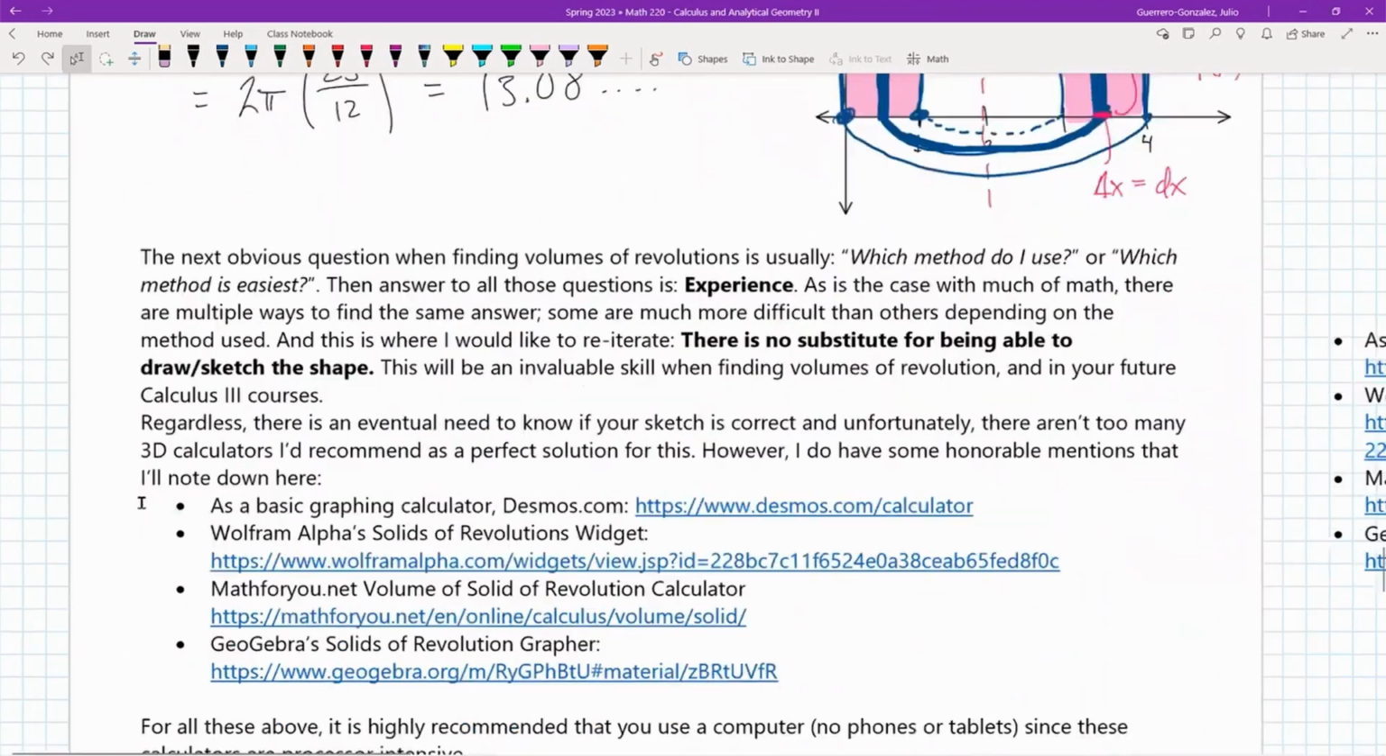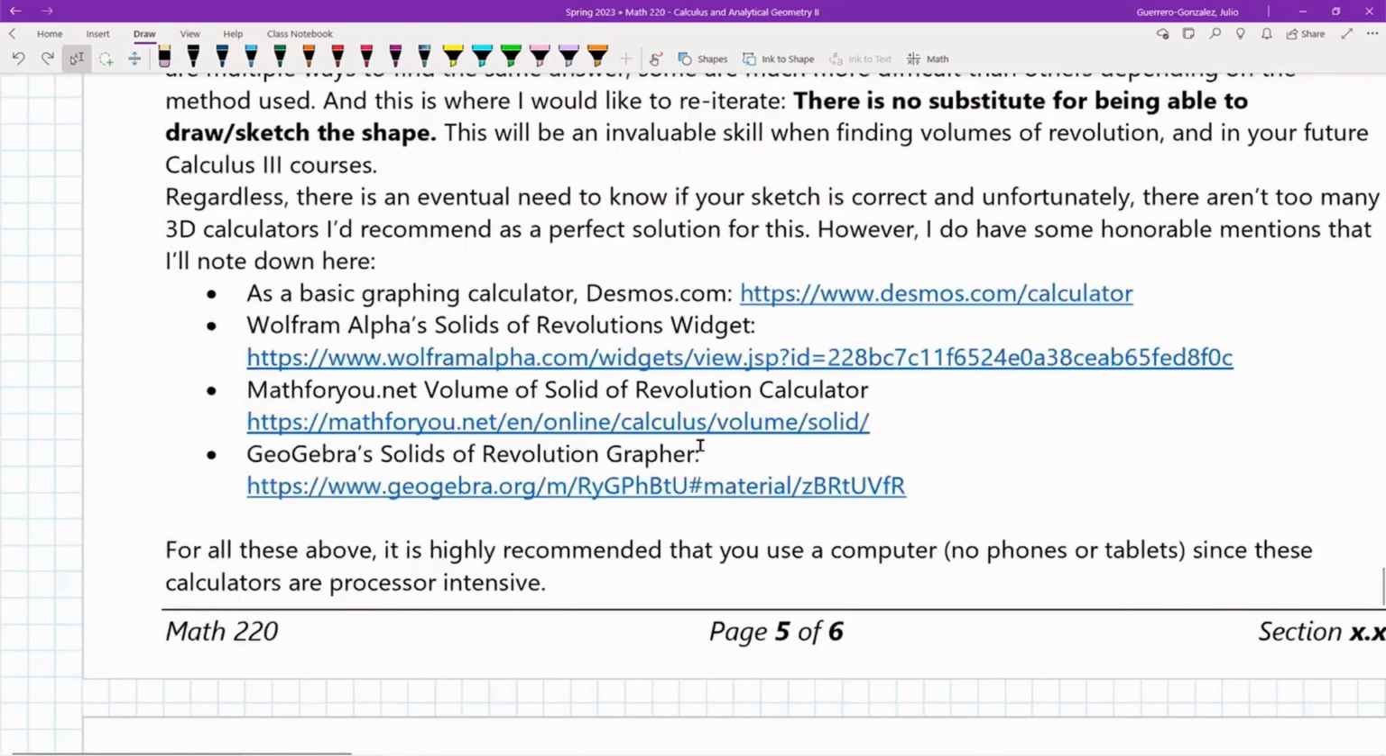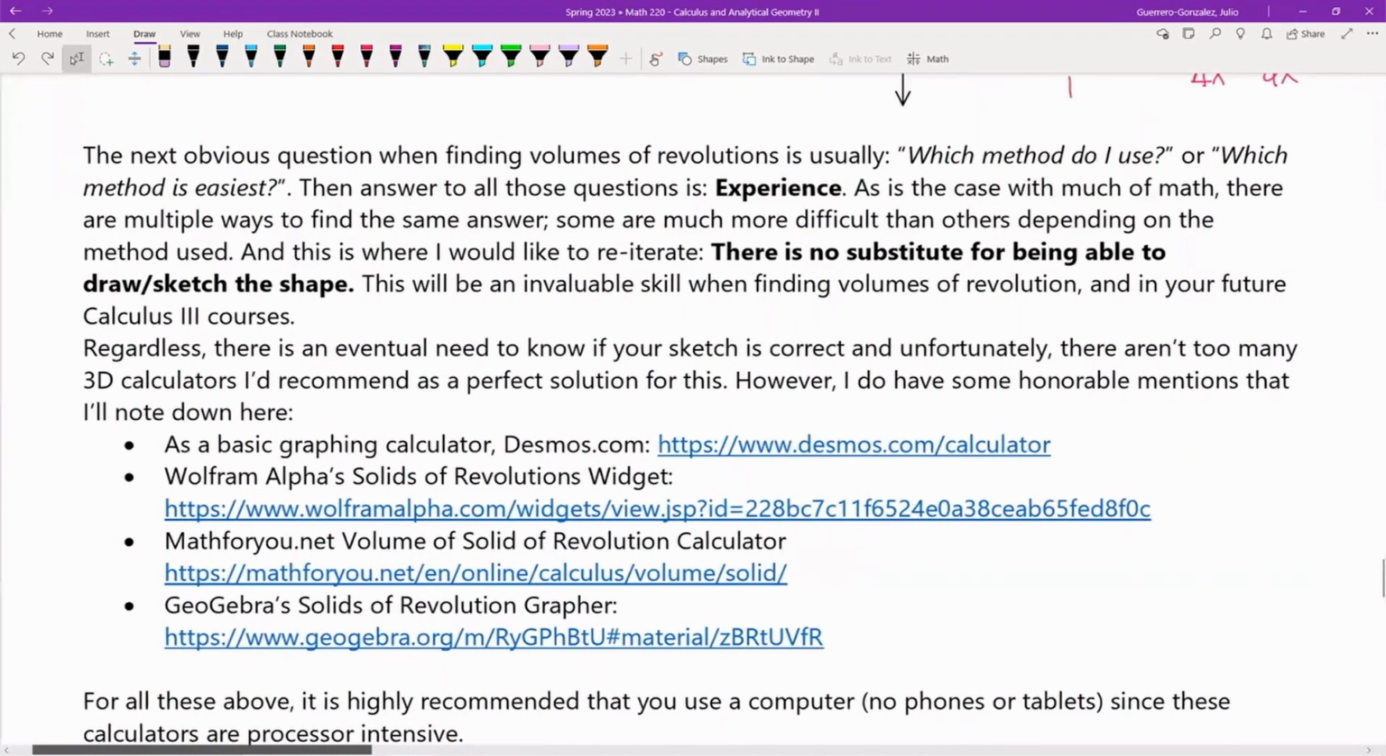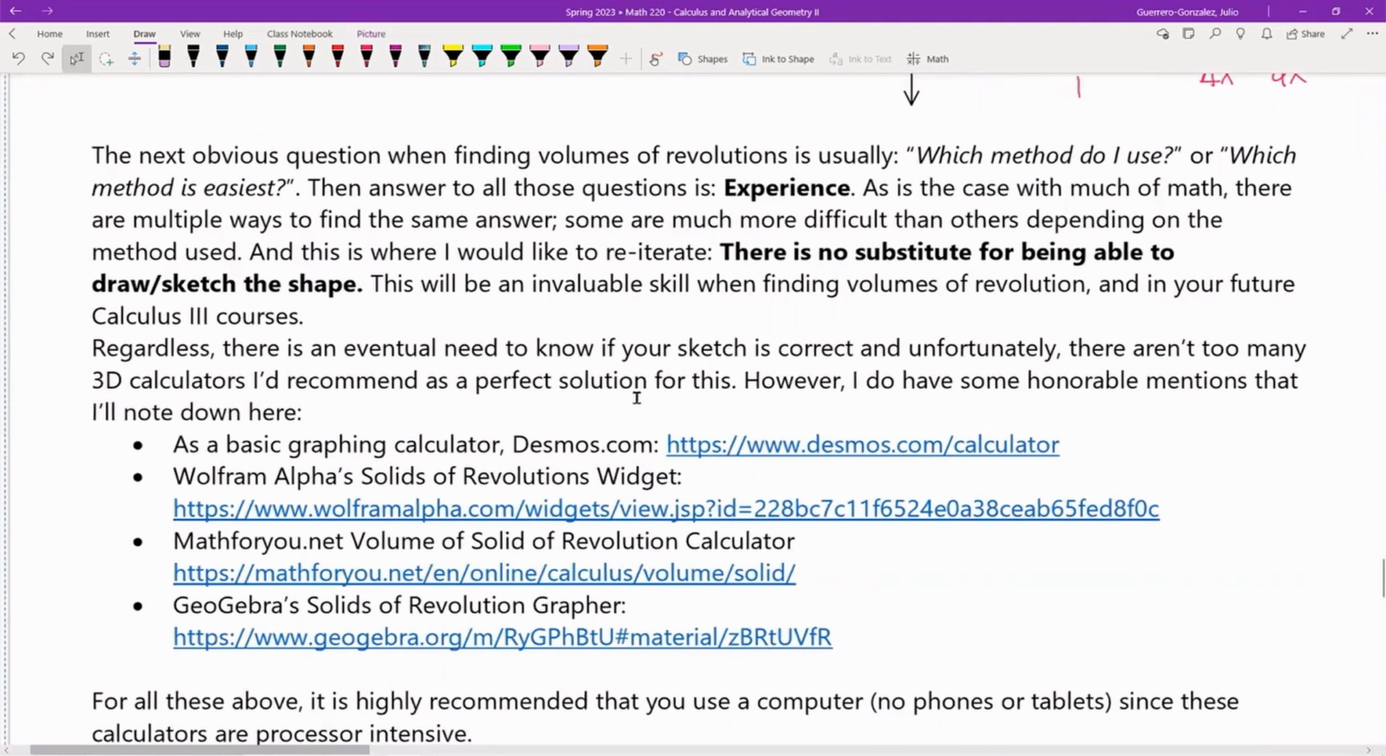I keep on bringing up the fact that, in Calc 3 and in Calc 2, at the very beginning of finding volumes, you have to get good at drawing. You have to get comfortable with at least drawing something. Draw your shape. It'll help organize your thoughts, it'll help organize your math, and it'll help pick out any discrepancies that you have.